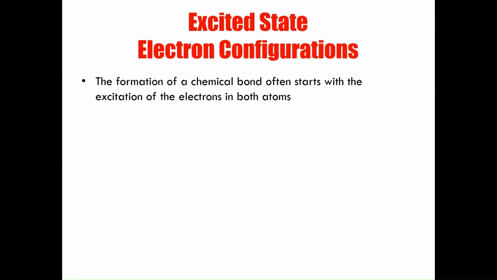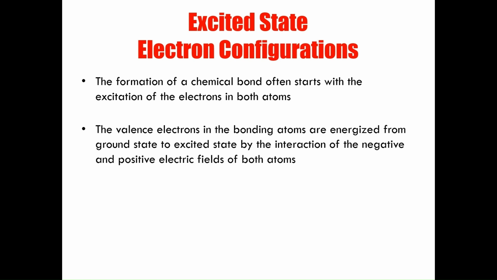Before I touch on the topic of hybridization, it's important to first understand why hybrid orbitals are required for atoms to form bonds. When a bond is forming between two atoms, the valence electrons in the bonding atoms are energized from ground state to an excited state by the interaction of the negative and positive electric fields of both atoms. The positive charge of each nucleus attracts the other atom's electrons. As these electrons move closer due to attraction, they encounter electron repulsion, which forces them to change positions to achieve stable orientations.